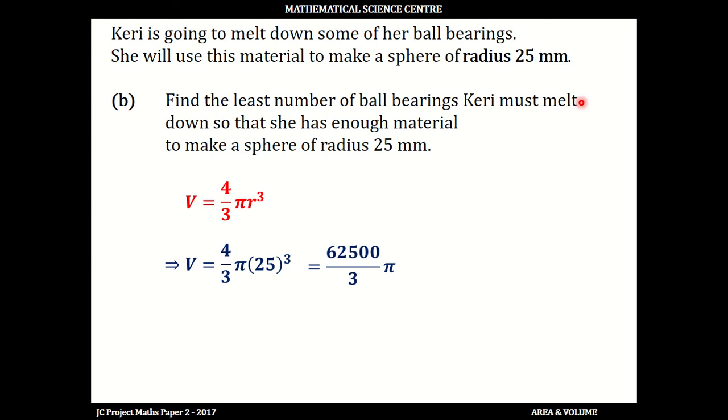So if we divide the 62,500 over 3 pi by the answer we got in part A, which was 288 pi, this would tell us the number of ball bearings. So what would happen to the pi's here? They cancel out. So you could just type in 62500 over 3 all over 288. So you've got a fraction and then you've got a fraction again. Okay, so how many spheres does she need?